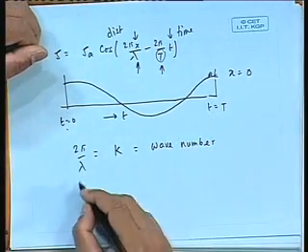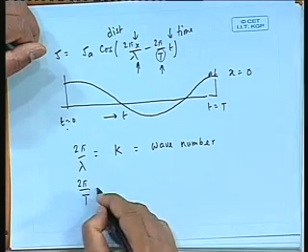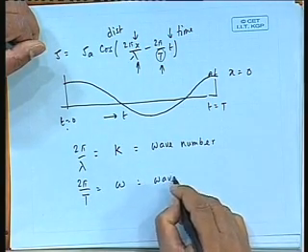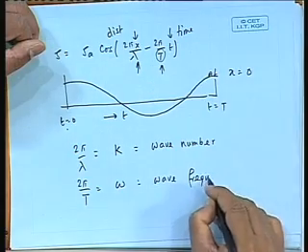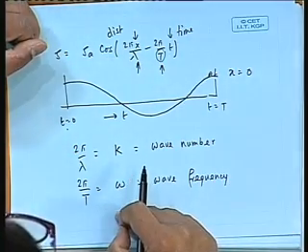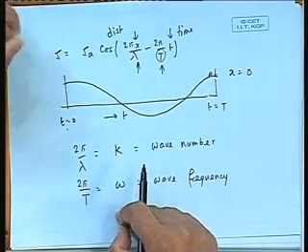Okay. And 2 pi by T is of course very common, is called omega, that is wave frequency. This of course everybody knows that wave frequency is the inverse of T, times 2 pi. So, this is basically a sine curve.